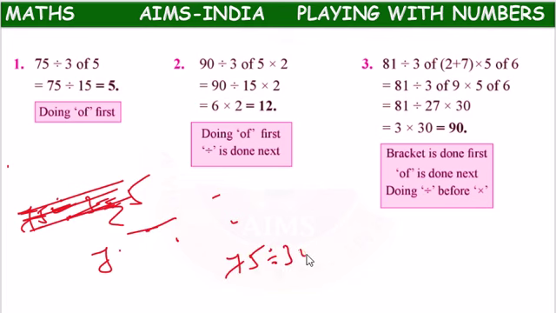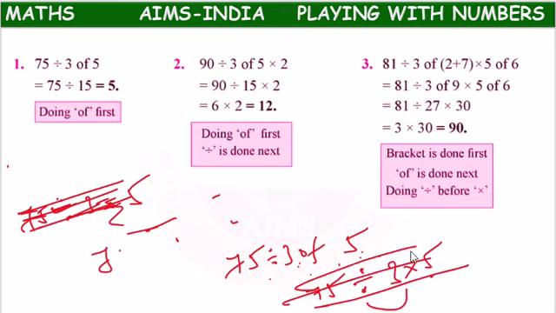75 divided by 3 of 5. 3 of 5 means 3 into 5. Again, you should not write like this. Now, division first, multiplication next. You should not do like this. So, 75 divided by 3 of 5 means 3, 5 times 15.